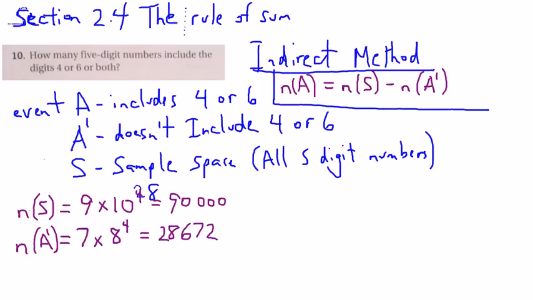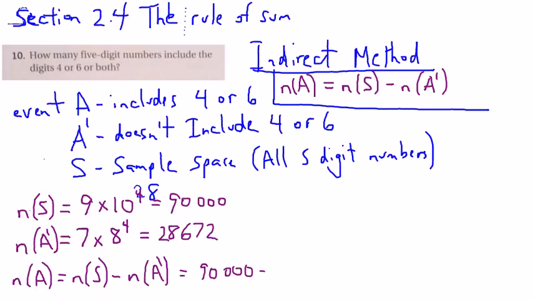So basically now we're going to say that the number of ways that does include a 4 or a 6 is the number of ways you can make a 5-digit number minus the number of 5-digit numbers we don't want, which is 90,000 subtract 28,672, and that's about 61,328. Okay, hope that helps. This is one of those clear examples where using the indirect method is a whole lot easier and faster, I think, than trying to do this directly.